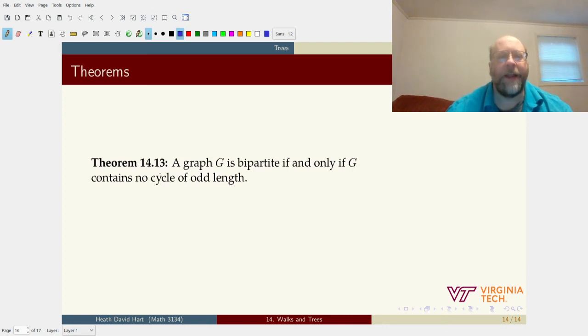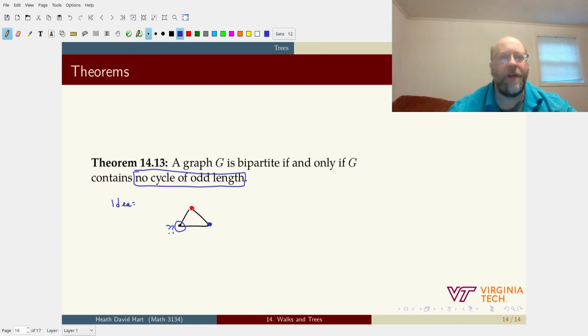A graph is bipartite if and only if it contains no cycle of odd length. I'm not going to take the time to write a proof of this, but here's the idea. If we have a cycle of odd length, essentially a triangle, when I start to match the teams together, this vertex could be on the red team, and then this vertex could be on the blue team, and then this vertex couldn't be on either team because it connects to both red and blue.